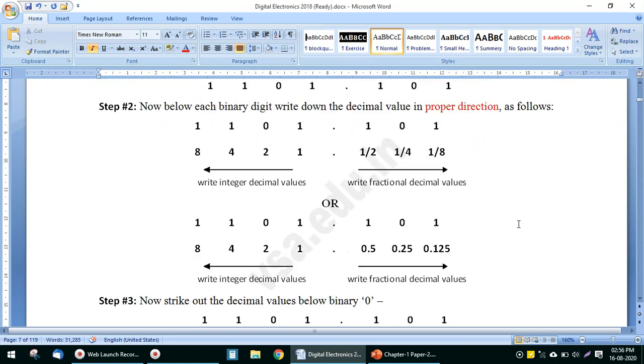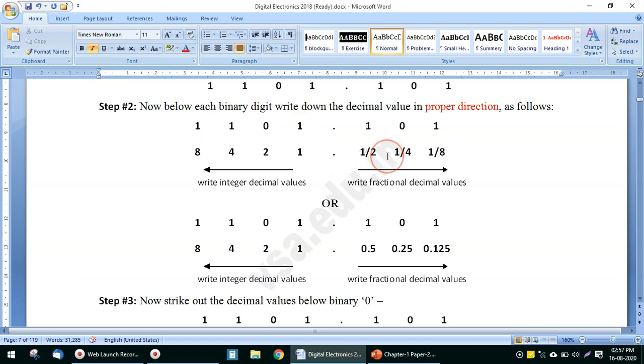So what we are doing right now, see here, we write down the binary number first in split up form, 1101.101. Then on the left part, that is the integer part of this number, I write 1 below the LSB, then 2, then 4, and then 8. We stop at 8 because there are only 4 digits in the integer part of this binary number.